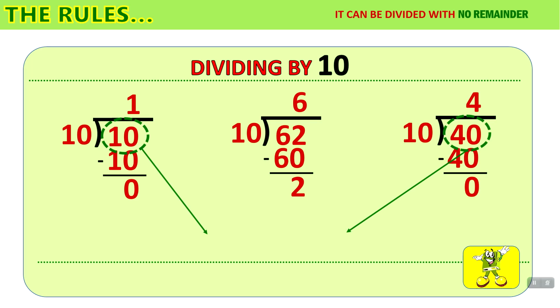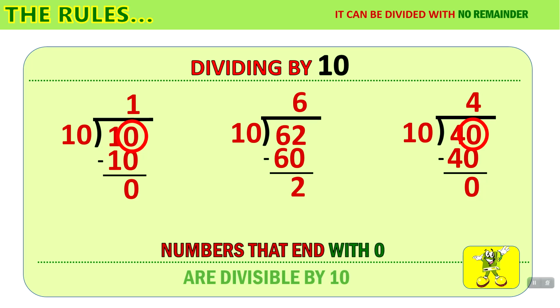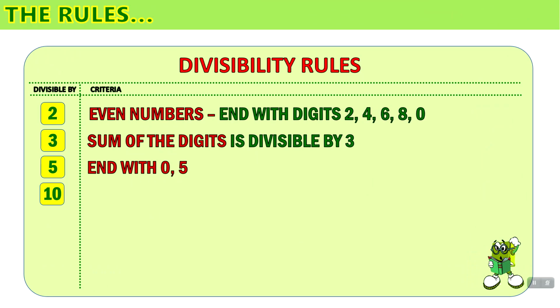10 and 40, they're both even numbers. And so we may be tempted to say, well, even numbers could be divided by 10. But 62 is also even. And it had a remainder when we divided by 10. Let's again look at the last digit. They are both zeros. And so the rule is numbers that end with 0 are divisible by 10, meaning they can be divided by 10 with no remainder. Let's add that to our rules. A number is divisible by 10 if it ends with 0.